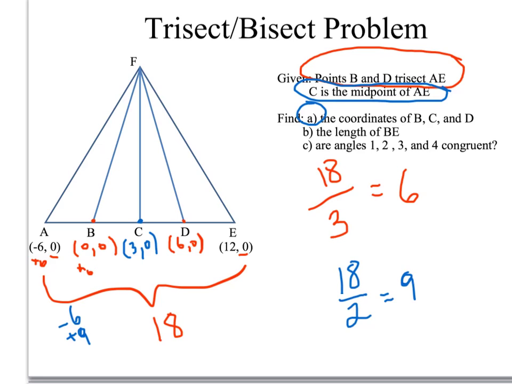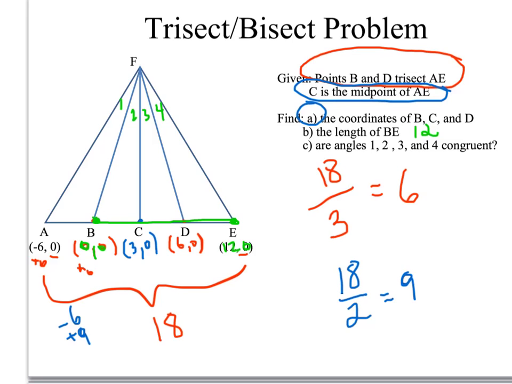Next up, we are going to find the length of BE. I want to know how long it is from this point B all the way to this point E. Well, we're going from the coordinate 0, 0 to 12, 0, which is going to be 12 units. Last part of this, are angles 1, 2, 3, and 4 congruent? I just added those numbers in right now.